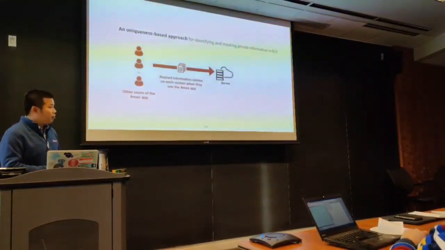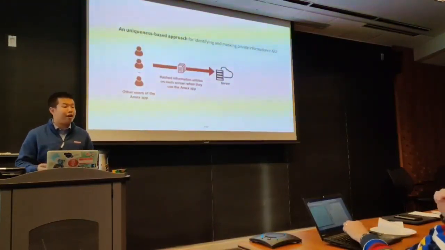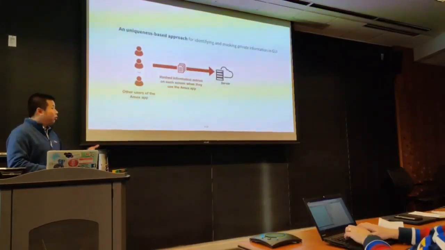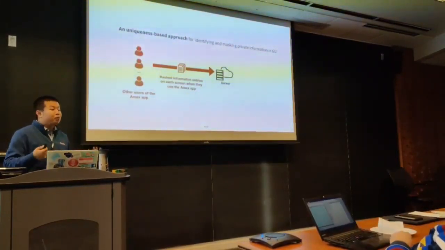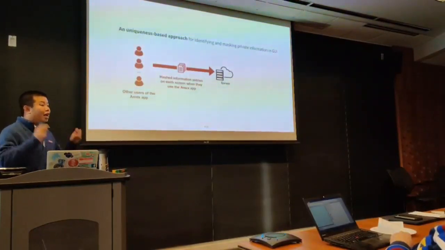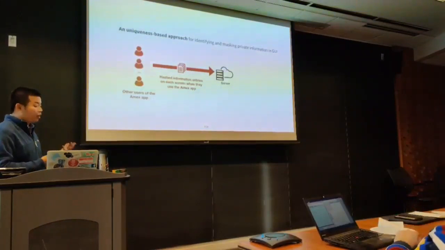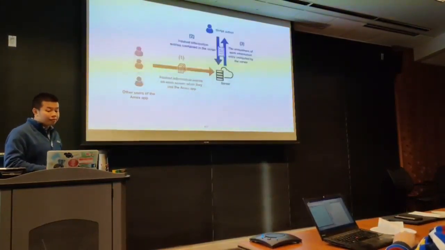So let me briefly explain the proposed method we want to use for identifying and masking private information on the GUI. Let's use the American Express app as an example. For all Sugilite users, we want to collect the hashed content of what they see on each screen in the American Express app in the background. So we have that information from many users.